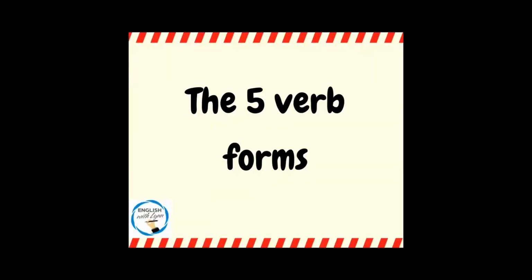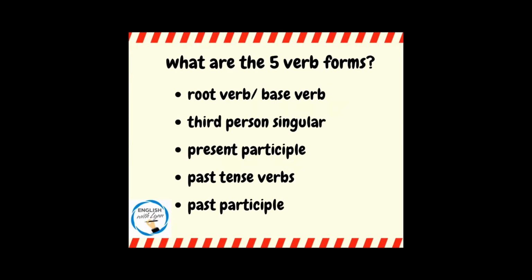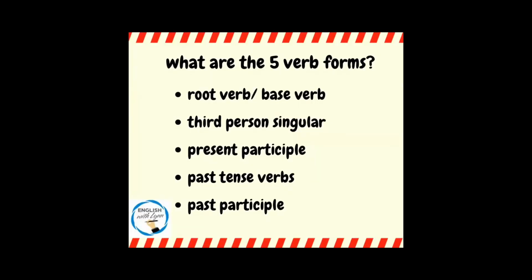In this video, we are going to look at 5 verb forms. You need to understand these to be able to make the different tenses. What are the 5 verb forms? You have root verbs, which are also called base verbs. You have third person singular verbs, present participles, past tense verbs, and past participles. Let's take a closer look at the different verb forms and see how they are made.